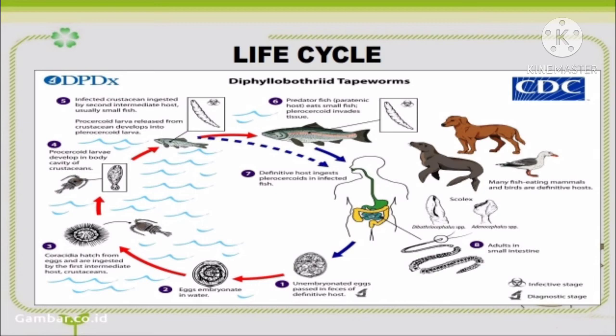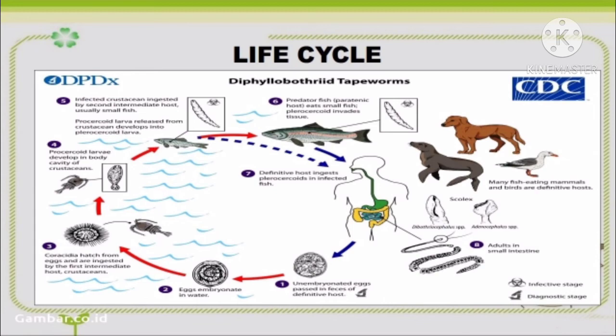So we are down to our last nga step. So we have step 8, so adults in small intestine. So in definitive hosts such as humans, so ang plerocercoids is magdevelop siya dito as adult tapeworms where it is located siya dito sa mga small intestines of the host.